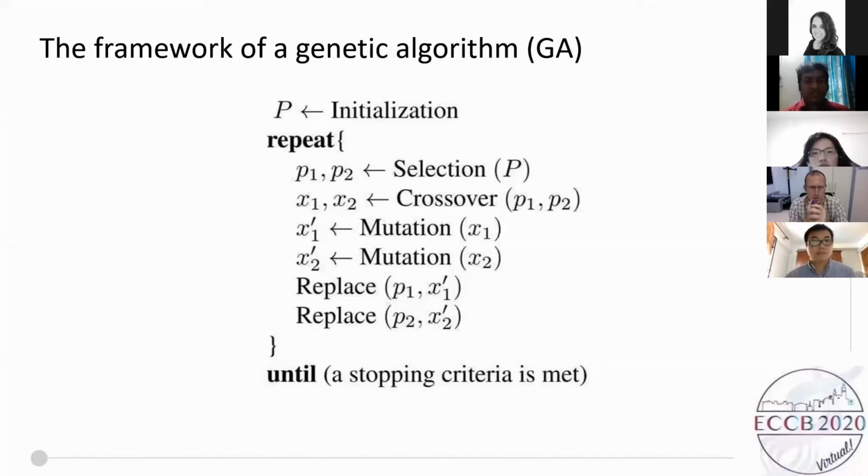Then the framework of our genetic algorithm. The genetic algorithm initializes a set of random solutions, which are called populations. Then two parent solutions are selected by the roulette-wheel operator. Then we use crossover and mutation operators to generate offspring. Replacement occurs when the offspring replaces the parent if the offspring is superior to the parent. This algorithm continues until a stopping criterion is met.